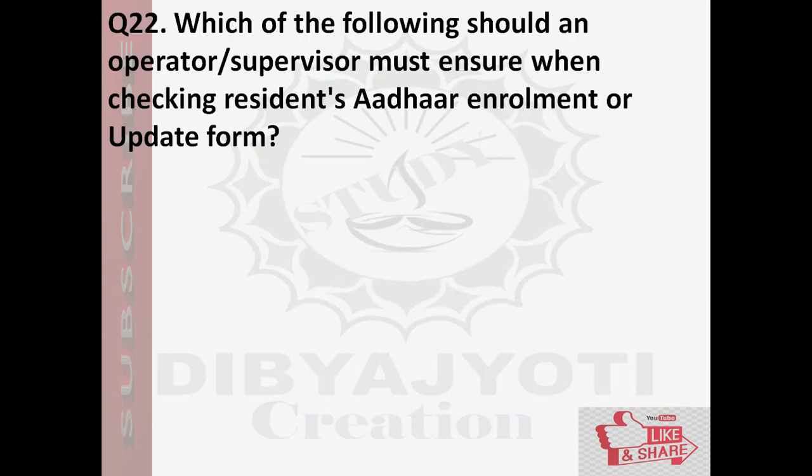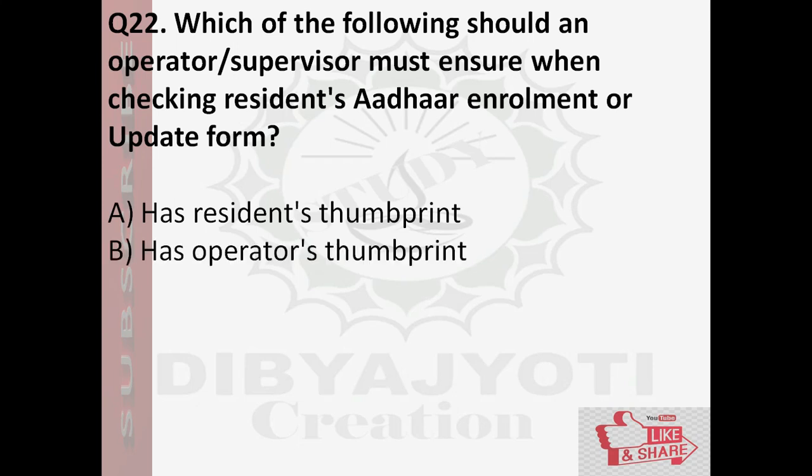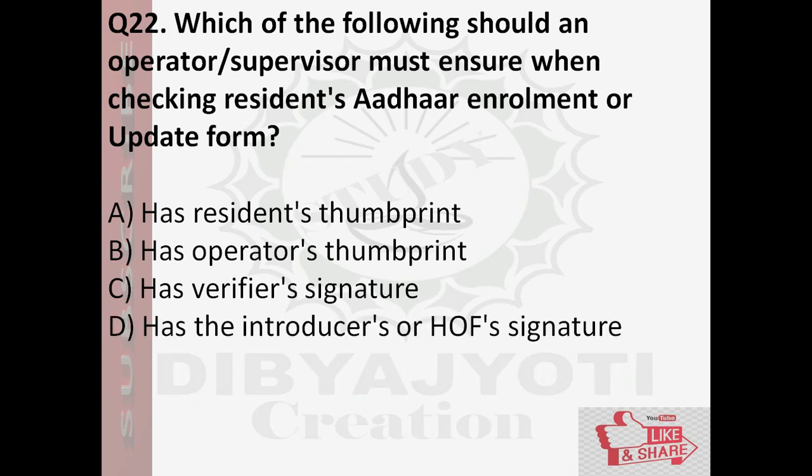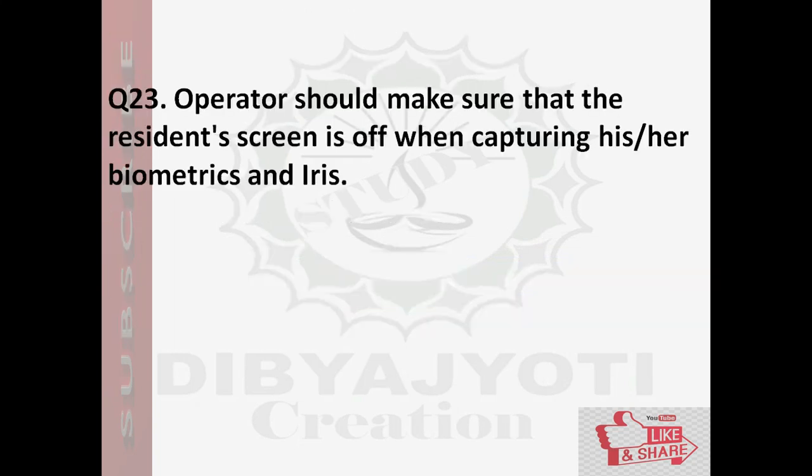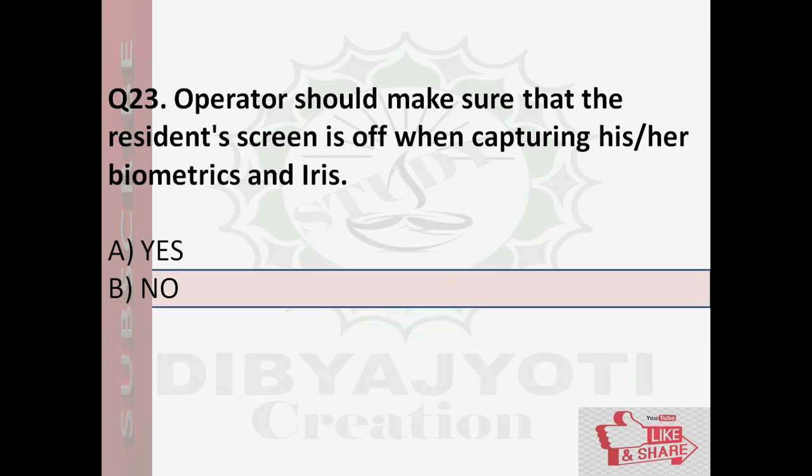Next, which of the following should an operator or supervisor ensure when checking resident's Aadhaar enrollment or update form? Option A, has resident's thumbprint, B, has operator's thumbprint, C, has verifier's signature, D, has the introducer's or HOF's signature. And answer is option C, has verifier's signature. Next, operator should make sure that the resident's screen is off when capturing his or her biometric and iris. Option A, yes. Option B, no. And answer is option B, no.